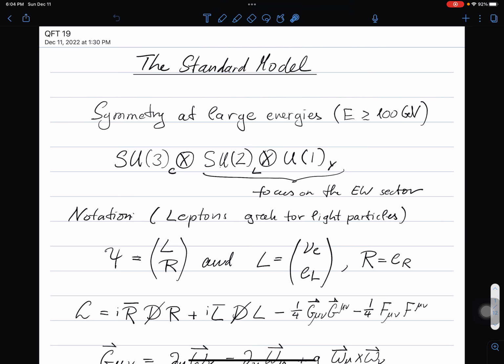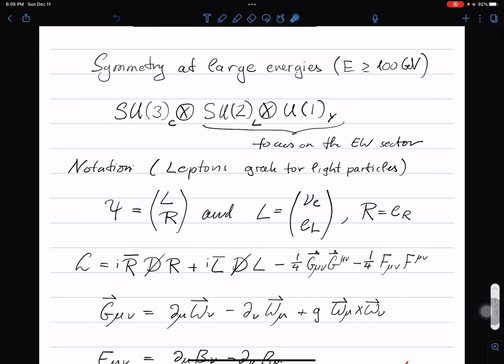Alright, now after this introduction to non-abelian interactions, we can tackle the exciting topic of the standard model and what the fundamental interactions of nature are. For example, as we said in the last lecture, there's this SU(3) interaction of the color charges, and there's this electroweak sector of SU(2) left times the hypercharge U(1). Let's focus first on the electroweak sector. The fermions we're going to discuss first are leptons. It's Greek for light particles, essentially.